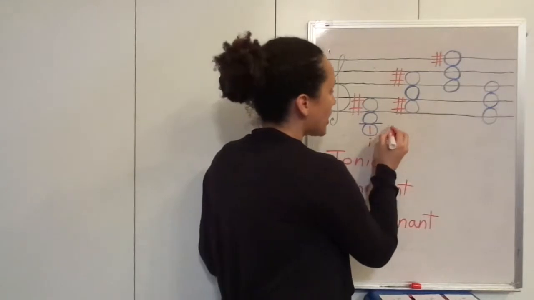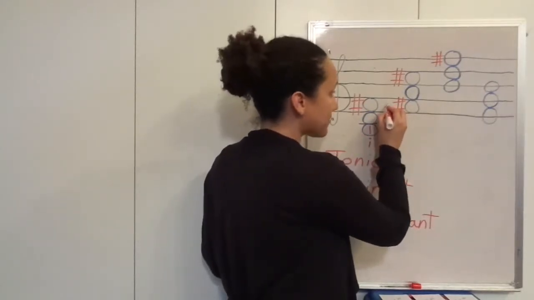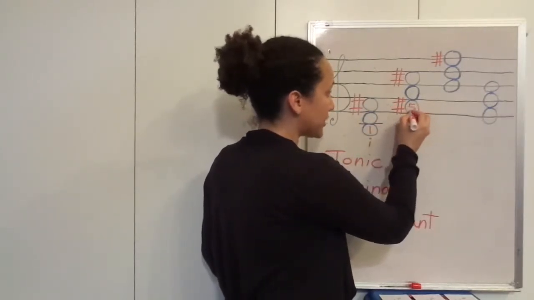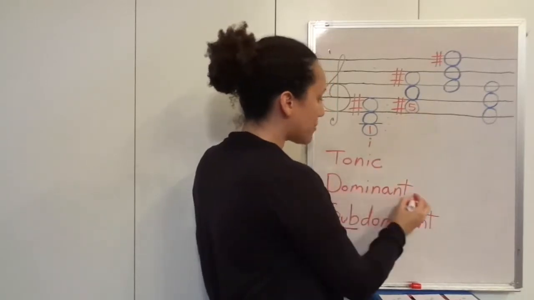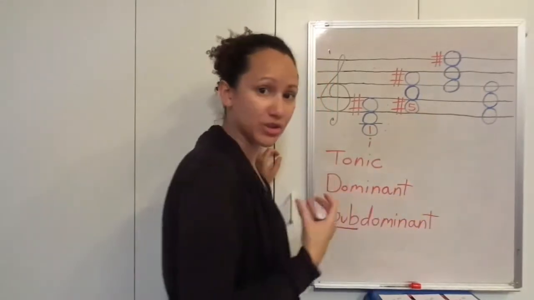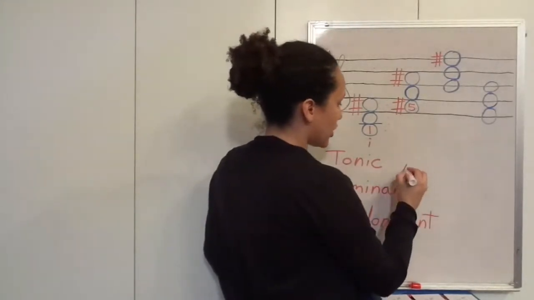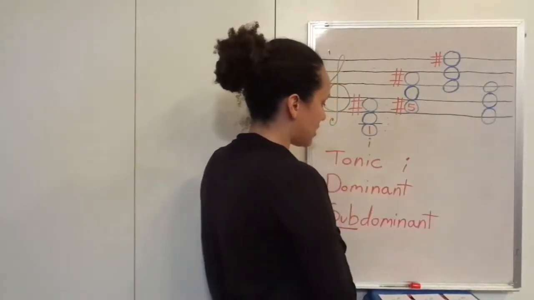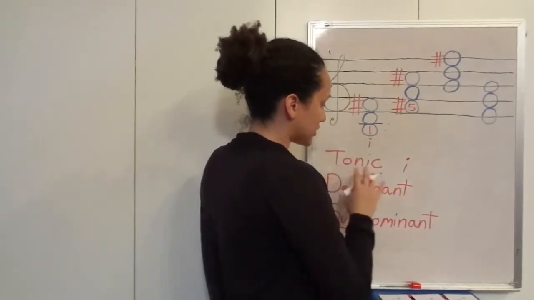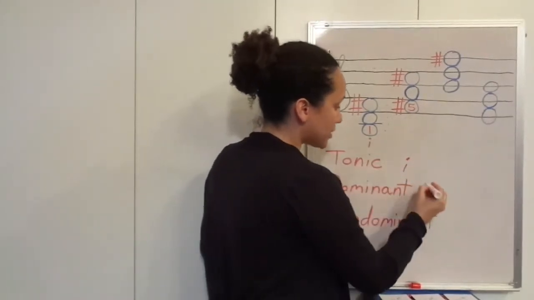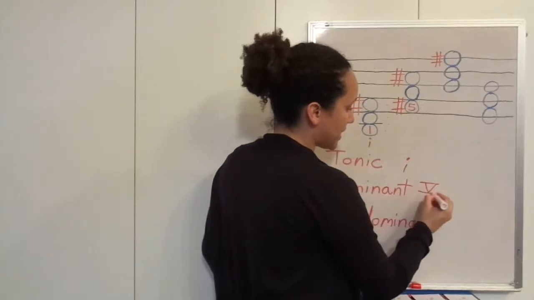Now we're going to count 1, 2, 3, 4, 5. F sharp is 5, so I'm going to put that here. But we want a dominant sound. We want a major sound. Remember, dominant is always, always, always major. So tonic can be minor, but dominant has to be major.